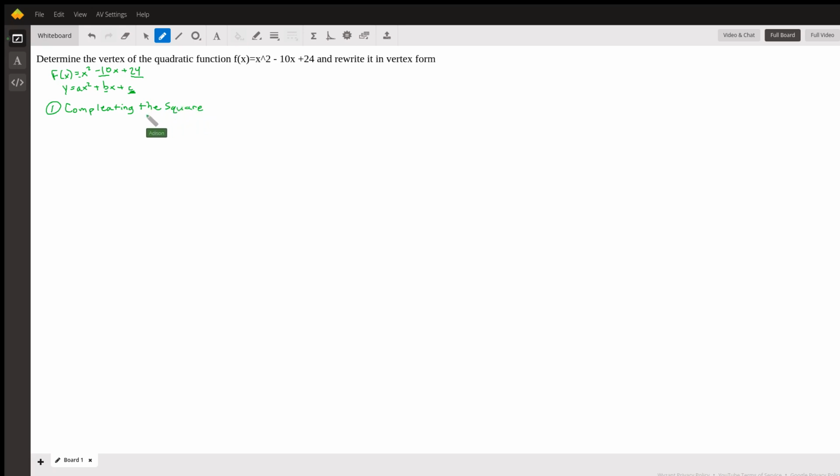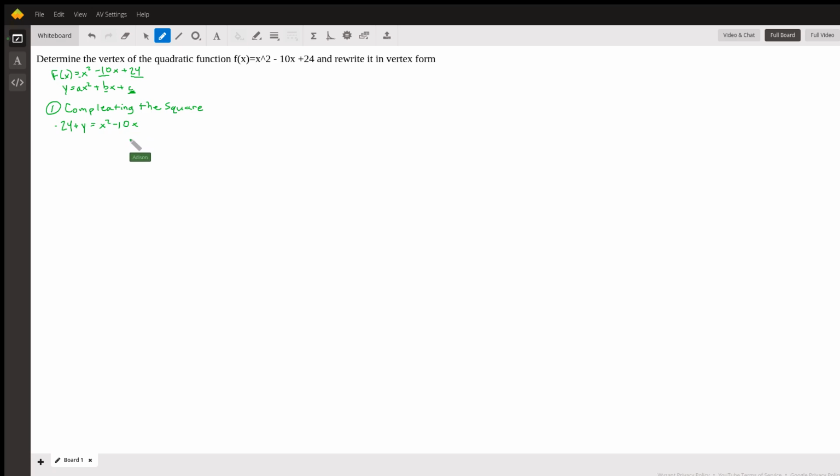So in order to complete the square, here's what we have to do. Let's take our equation f of x equals x squared minus 10x plus 24. What I'm first going to do is move the 24 to the left side of the equation, so that we're just dealing with x's on the right side. You'll see why that helps in a second. So we're going to say negative 24 plus f of x, or in this case, we can just say y, equals x squared minus 10x.